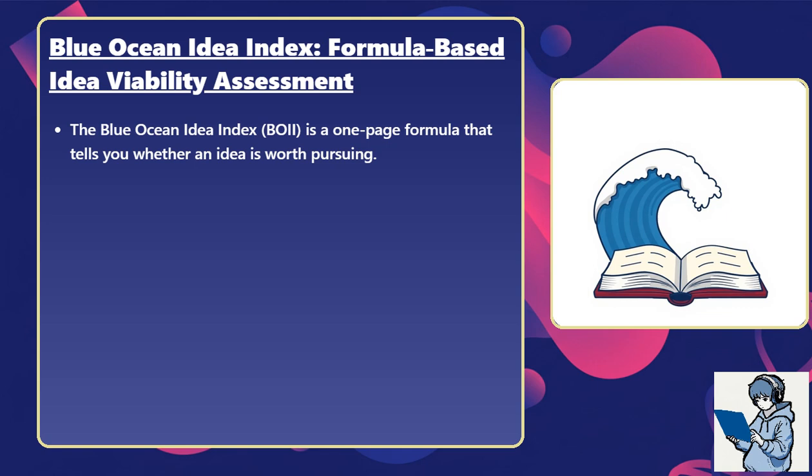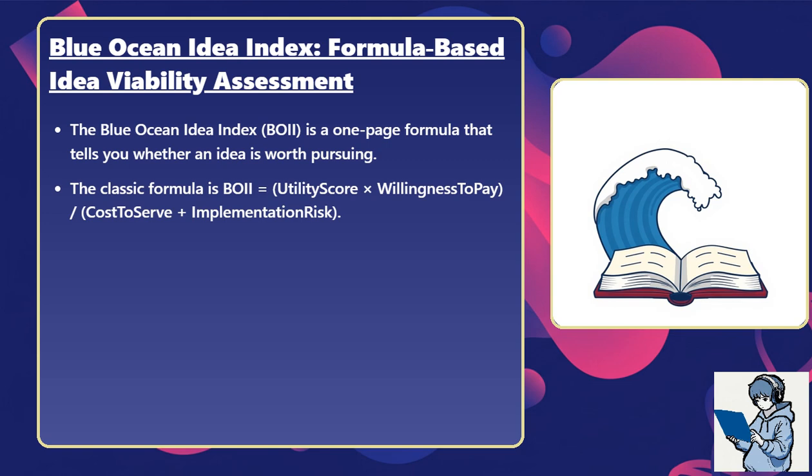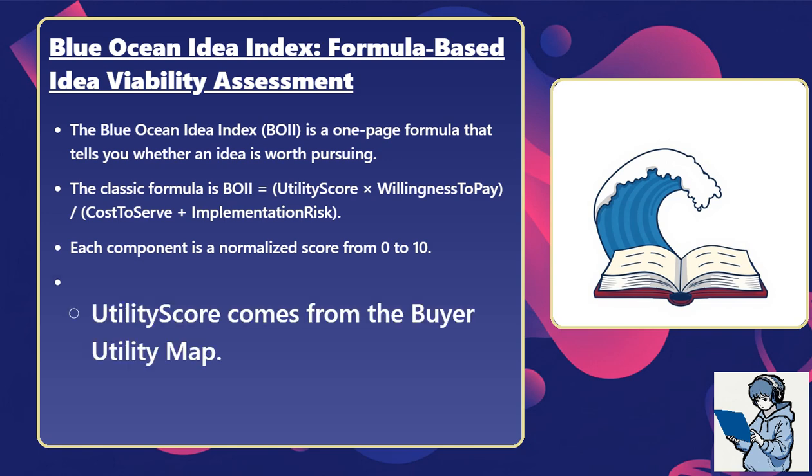The Blue Ocean Idea Index, BOII, is a one-page formula that tells you whether an idea is worth pursuing. The classic formula is BOII equals utility score times willingness to pay divided by cost to serve plus implementation risk. Each component is a normalized score from 0 to 10. Utility score comes from the buyer utility map.